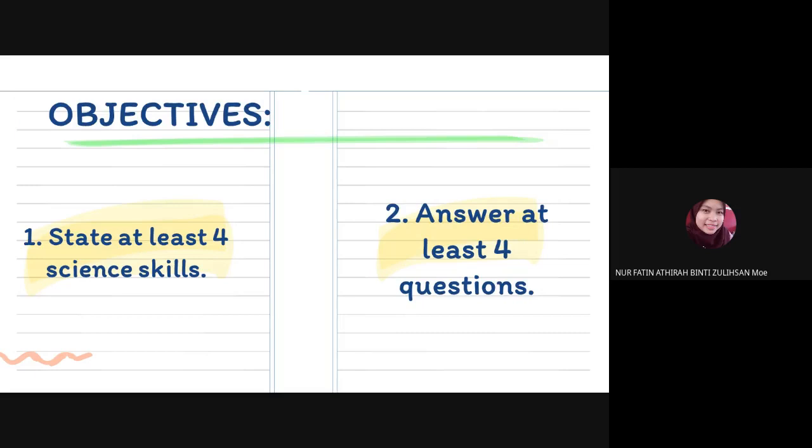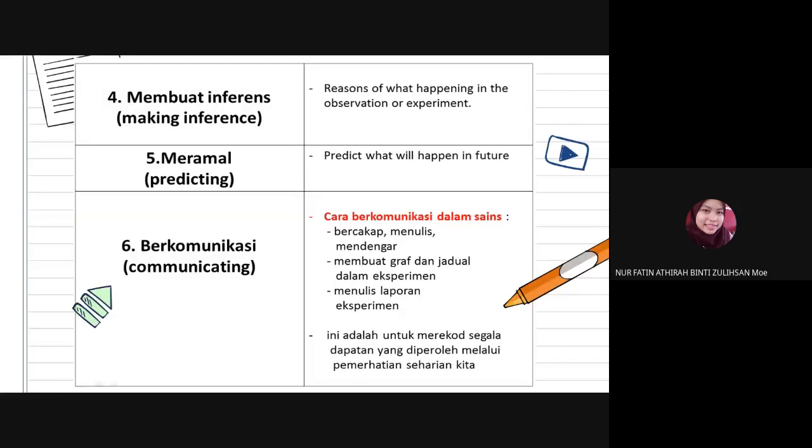Okay, for today, I want you to know what the learning objectives are that you have to achieve by the end of our class today. Number one, after my class, you will be able to state at least 4 science skills that you have learned. And number two, you will be able to answer at least 4 out of 5 questions in the Google Form given. Okay, now let's start with the skills.